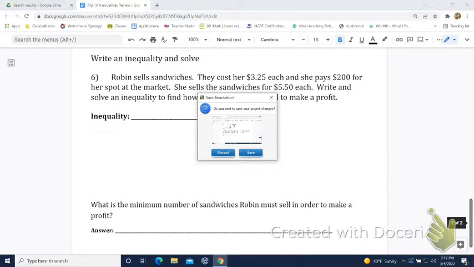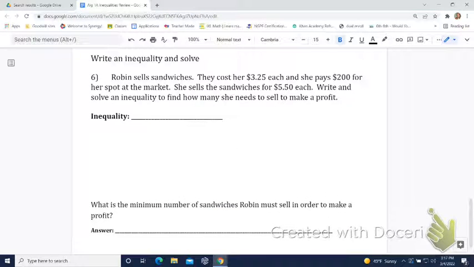And then our last problem is one of our cost and revenue problems. And first we need to write an inequality for the situation, and then we're going to solve it and give our answer at the bottom. So in this case it says write and solve an inequality to find out how many she needs to sell to make a profit. And she's selling sandwiches. And so I see that it costs her $3.25 each. So if I let X be my sandwiches, this one's going to get an X because it's each. She pays $200 for her spot at the market. Well, that's not for every sandwich, so we don't need that, doesn't get an X.